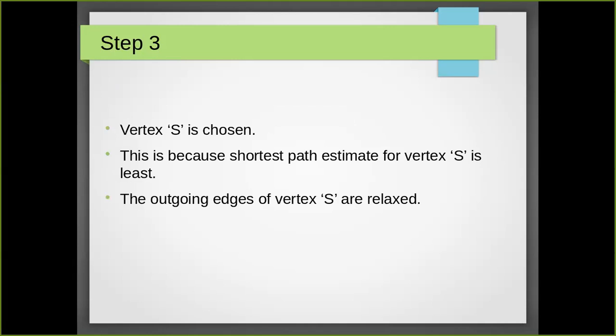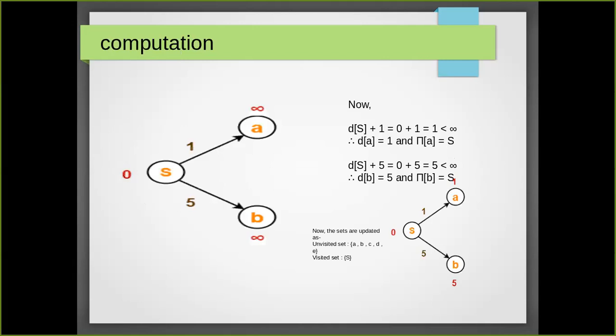Step 3: we start off with the source vertex. So vertex S is what is chosen. Now S is added to the visited set. Now, if you see the topology, these are the two connected components that I have. From S, A is at a distance of 1, and from S, B is at a distance of 5. You can see here, correct?